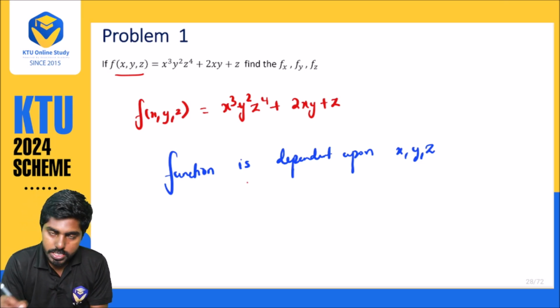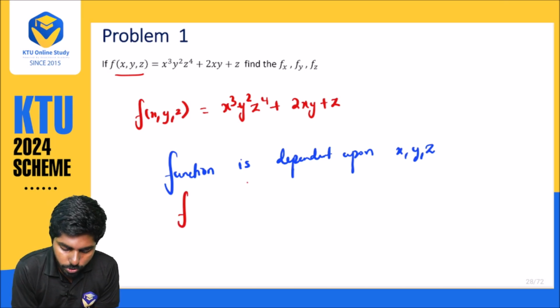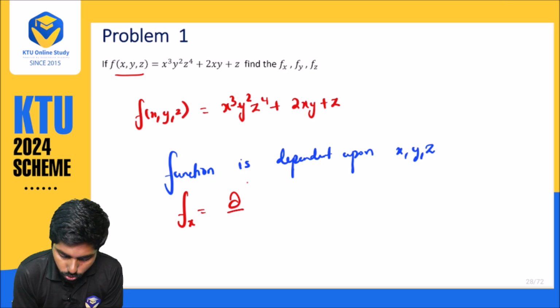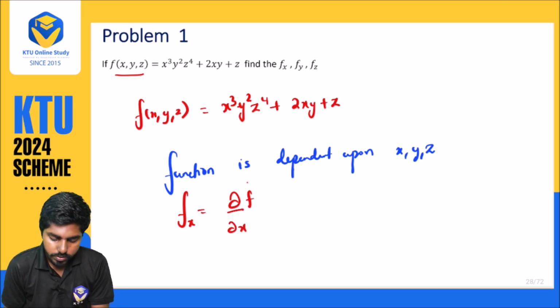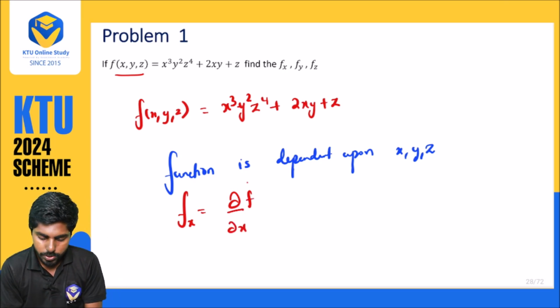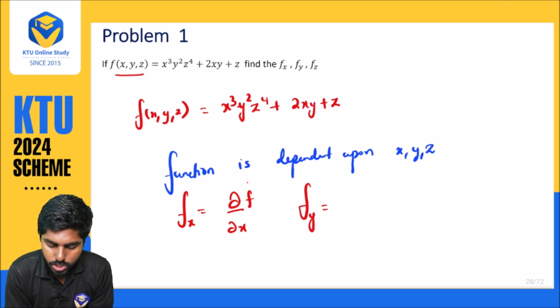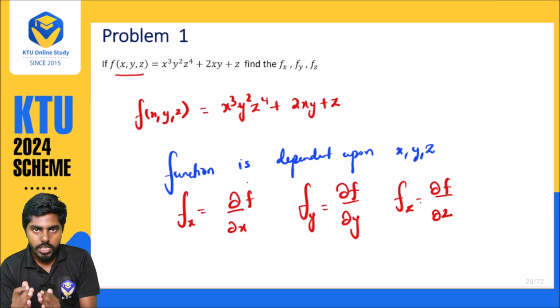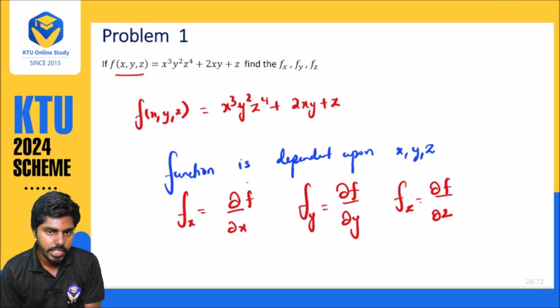In some question papers they can also ask about f of x. f of x means what? That is nothing but dou f by dou x. This is the symbol we can use to represent it. Similarly, f of y is dou f by dou y. Similarly, f of z is nothing but dou f by dou z. That means we want to do partial derivative with respect to x, with respect to y, and with respect to z.